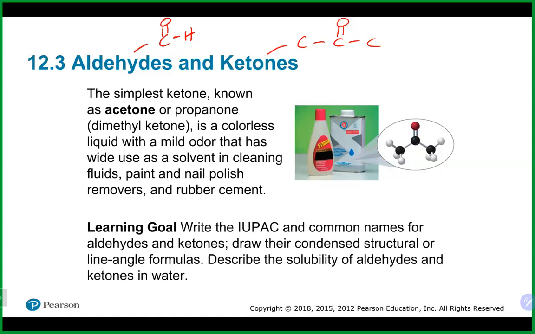The simplest ketone, known as acetone or propanone, is a colorless liquid with a mild odor. It's kind of like your nail polish remover that everybody loves to open in a closed car. And that is the simplest one you could have, because you need 3 carbons in a row to have a ketone. So a couple of important things about these groups in terms of their location.